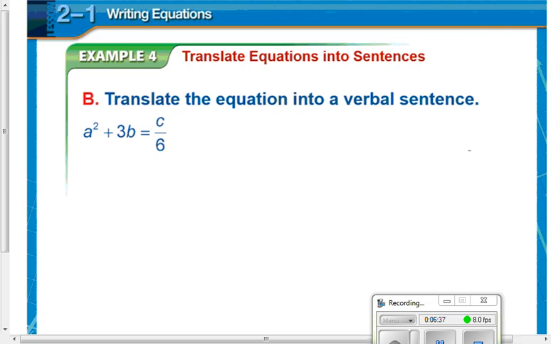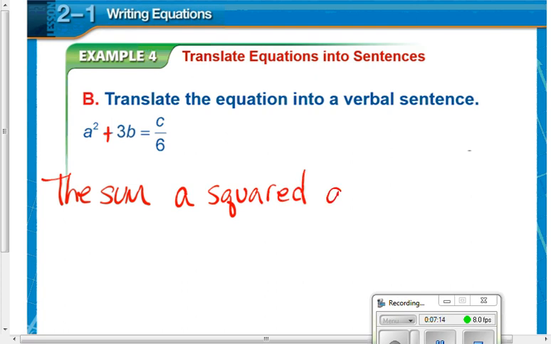Okay. Example 4b. Now, the nice thing about the video is that you can always pause it, right? If you want to go back and listen to it again, you can. Okay. On this one, 4b, translate the equation to a sentence. Okay. So, let's do the sum of, because the sum implies what? Positive, right? And we're going to add up 2 things. The sum of, and the 2 things are a squared and 3 times b, right? Or we could say 3 multiplied by b.